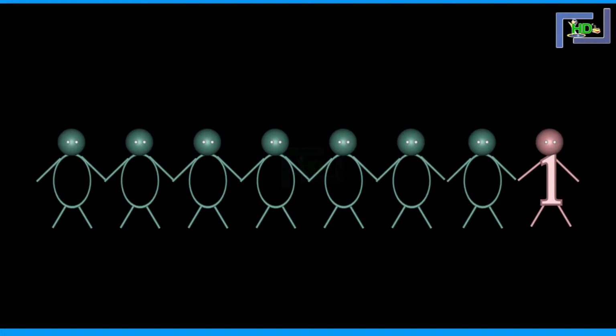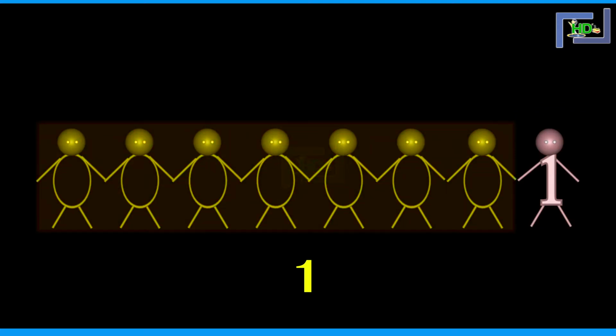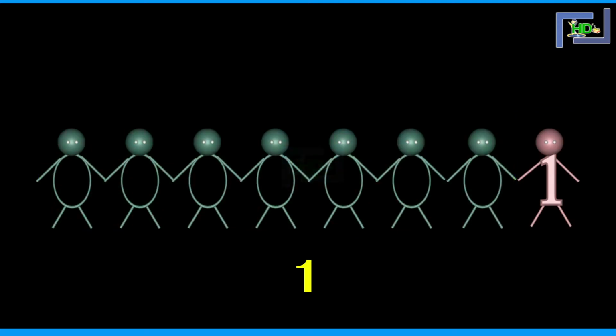Now look at here. Here the number 1 is in ones place, and all the zeros are on the left side of the number 1. So its value is nothing but 1. Now there is no value for zeros on the left side of the digit 1.